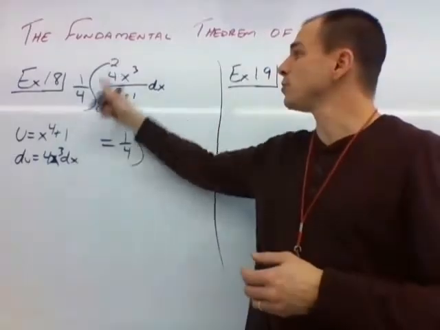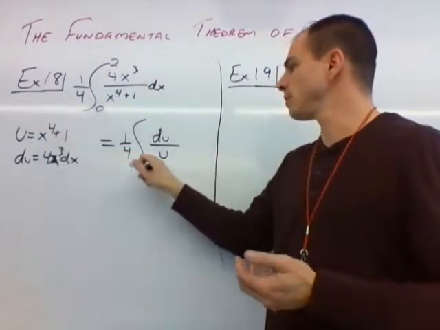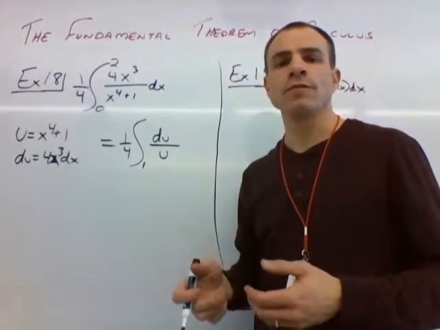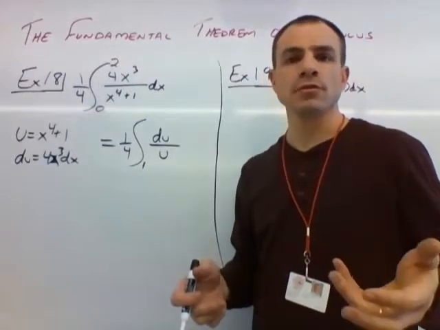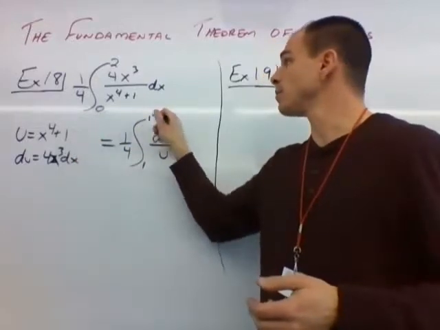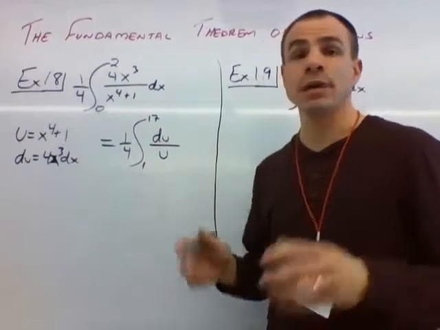And we have 0 and 2. We have to do 0 to the fourth plus 1. Well, that's going to be 1. We got to do 2 to the fourth plus 1. 2 to the fourth, 2 times 2 times 2 times 2, that's 16. And we have to add 1, so our new upper bound is going to be 17. All right, now we're going to plug the 17 and the 1 in, but not yet.